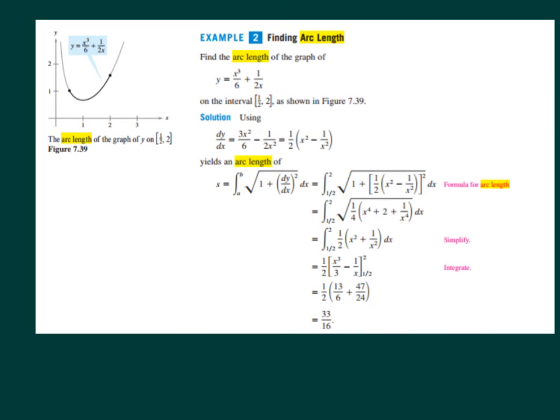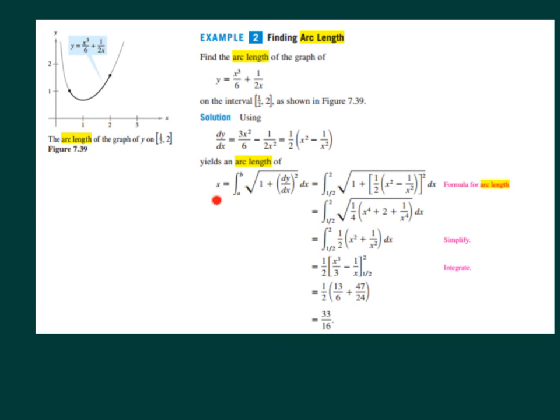let's move on. Example 2, finding arc length. That might be one of the tricky questions. So let me explain a little bit for that. After that, I want you to stop the video so you can start to check your understanding as well. Okay, find the arc length of the graph of y equals x cubed over 6 plus 1/2x. So we are looking for the arc length of the smooth curve on the interval 1/2 to 2.